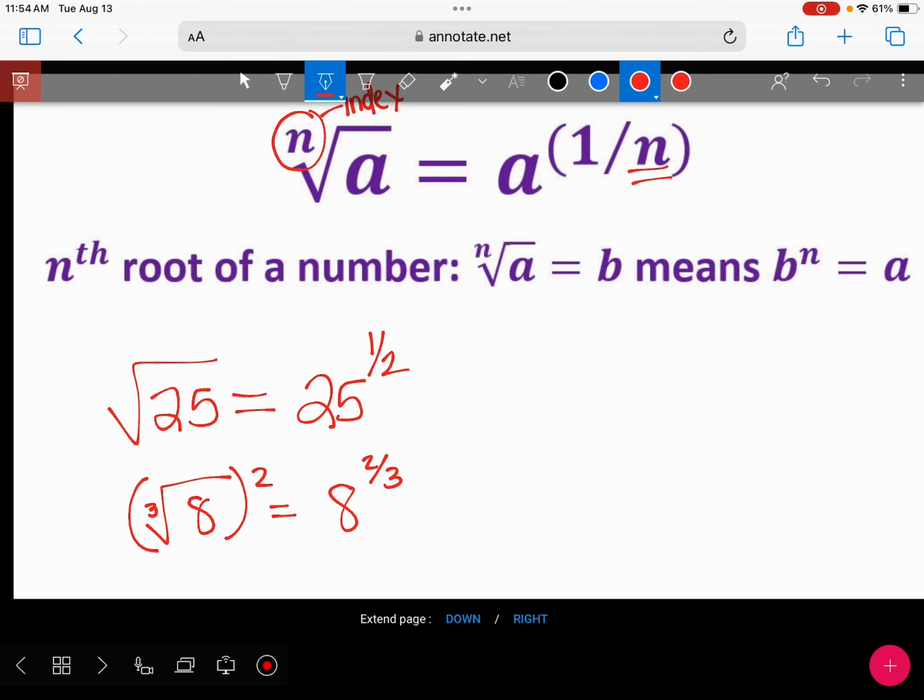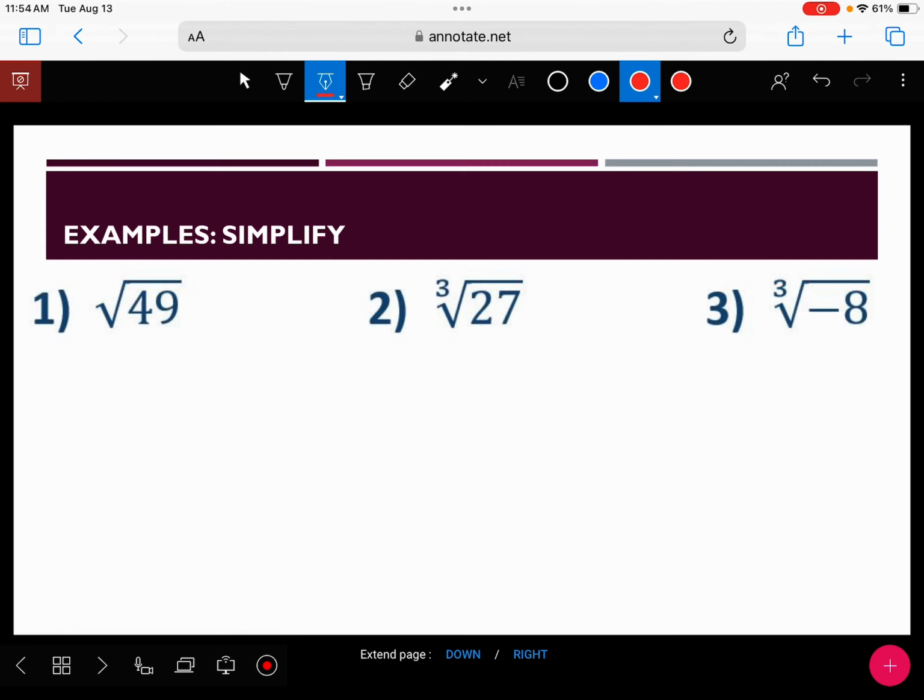Okay, so that's what we're going to do today. All right, so go ahead, take a minute and copy down these first 3. We're going to simplify them together. So examples, simplify. We're going to simplify each one of these together.